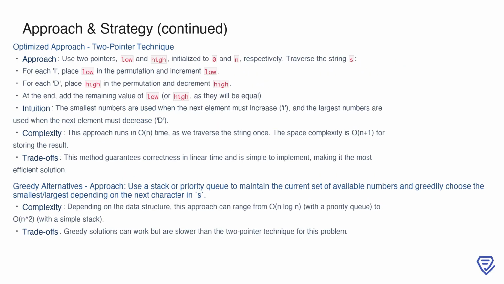A more practical and efficient approach is the two-pointer technique. Here, we use 2 pointers, low and high, initialized at 0 and n, respectively. As we traverse the string S, for every I, indicating an increase, we place the value of low into the permutation and increment it.